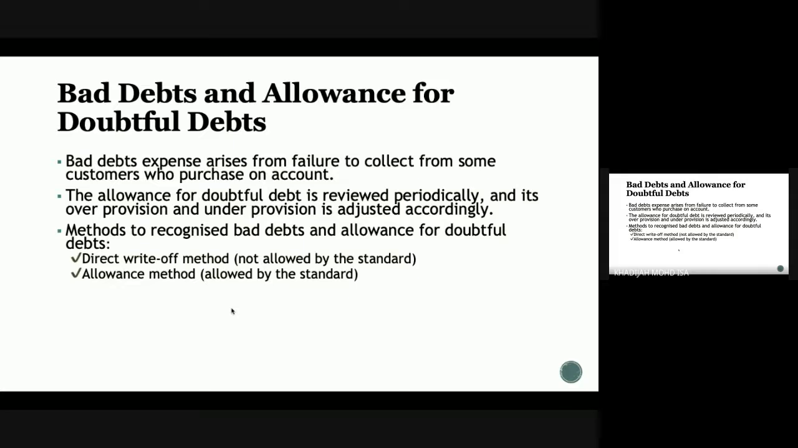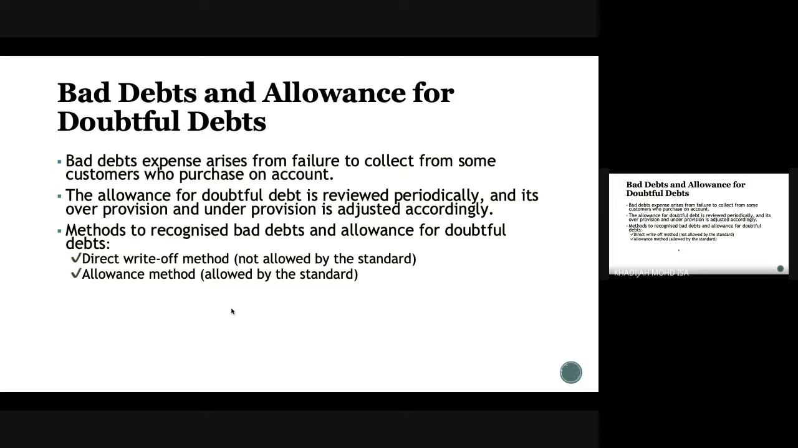The allowance for doubtful debt is reviewed periodically, and it's just a provision. So if bad debts is the actual uncollectible amount, allowance is just a provision. Has it been incurred? Not yet. Provision means that you just provide a certain amount that you think may be uncollectible. That's why it's called a doubtful debt, a debt which is doubtful. You think about how much of your total receivable may not be collectible.